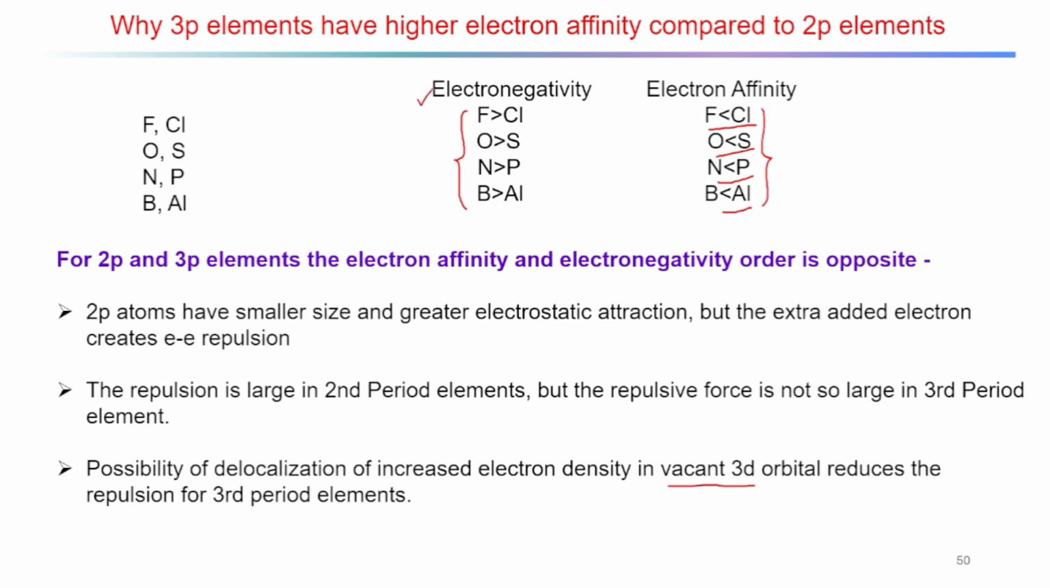What is electronegativity? We are going to learn after this electron affinity. Okay, so just remember these 3p elements have higher electron affinity because the electron-electron repulsion is less, because the electron can be delocalized in the vacant 3d orbital. And these 2p elements have lower electron affinity compared to the 3p because of the increased electron-electron repulsion.